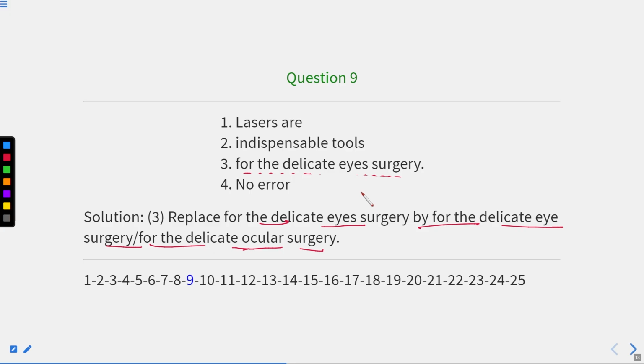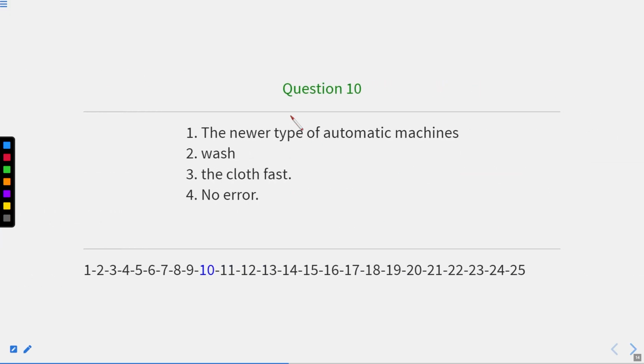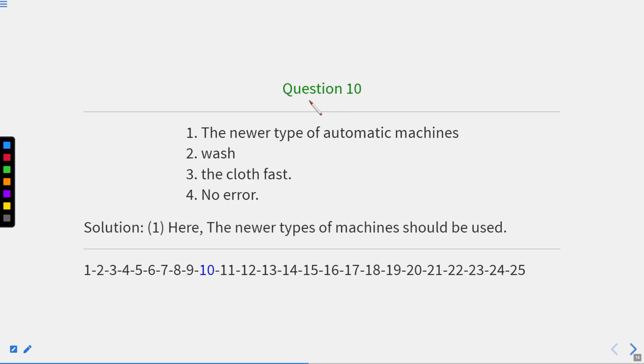Now let us move to the next question. That is question number 10. The newer type of automatic machines. Now we are talking about machines, which are plural. So here type should be replaced with types. So the error will be in part first here. The newer types of machines should be used, because there is not only one machine, but there should be various machines, and newer types of machines will come in place of type.